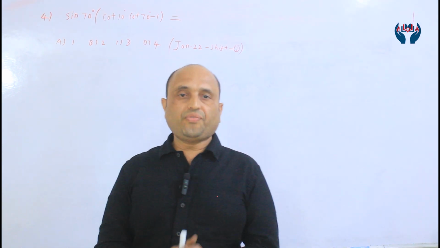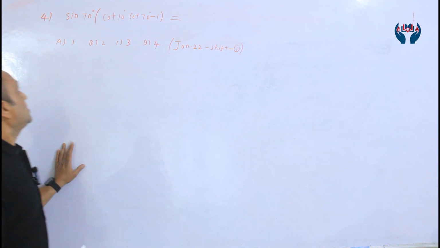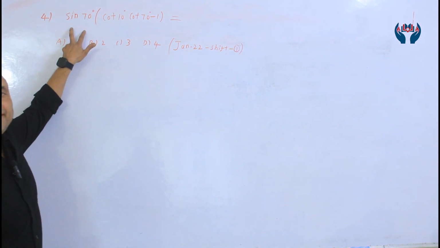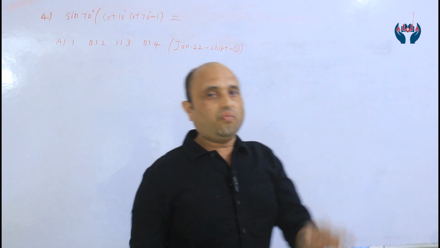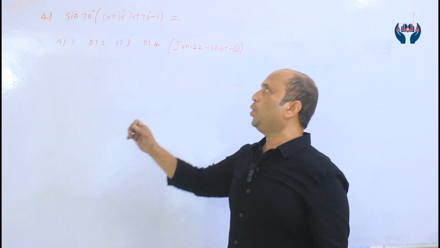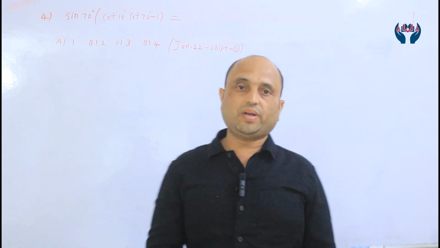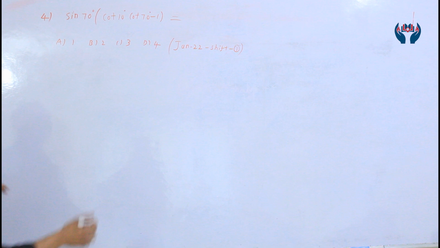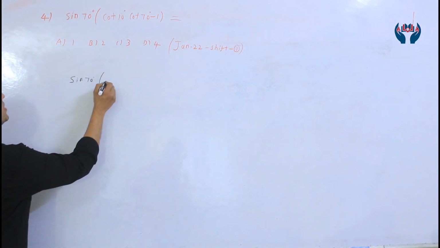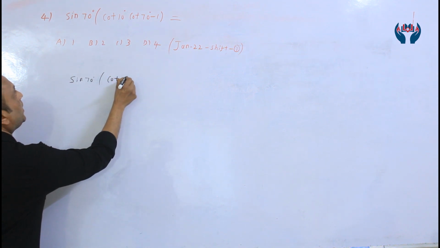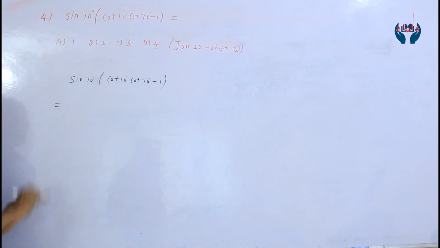So next question from trigonometry, trigonometric ratios. This is a simple question: find the value of sin 70 degrees into cot 10 degrees cot 70 degrees minus 1. This is a very simple question, completely based on the definitions.